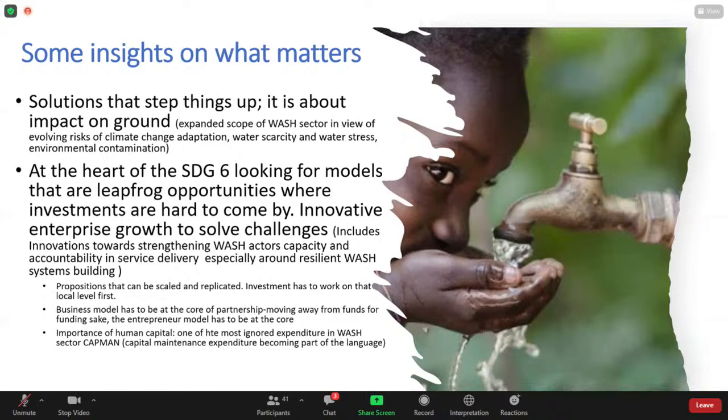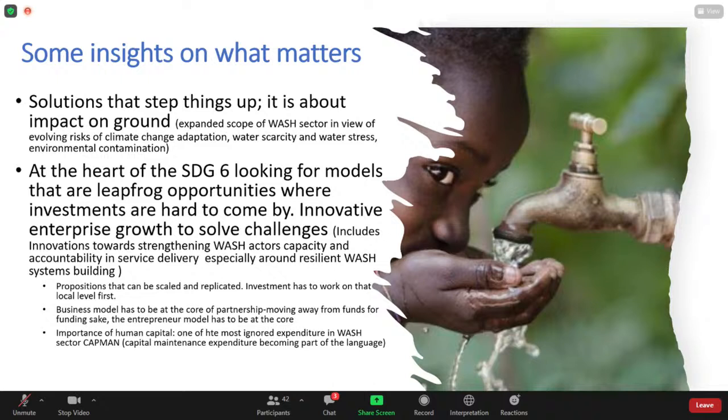And then of course at the heart of Sustainable Development Goal number 6, models that are leapfrog opportunities, particularly in hard-to-reach areas where investments are hard to come by, like in the arid and semi-arid lands, are models that should be encouraged more. So you're talking about looking at ways to have innovative enterprise growth, because through our engagement, even as Oxfam, I'll give an example. We have been in the arid and semi-arid lands for now more than 60 years in Kenya. We've realized that doing business as usual, where you put funds for the sake of funds, does not work. But when you involve enterprises, then you're able to address some of the challenges that are emerging.